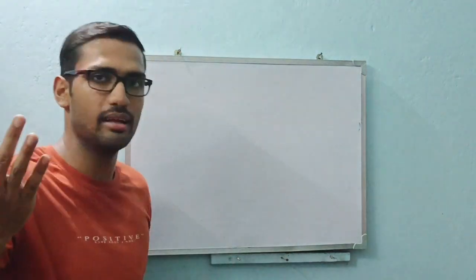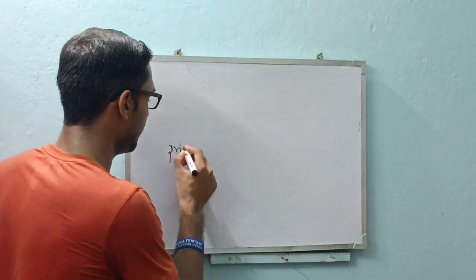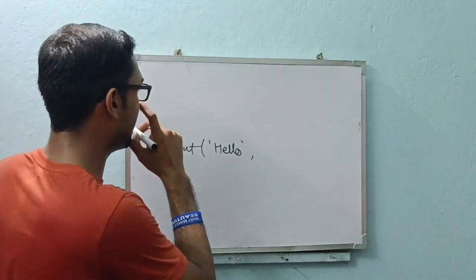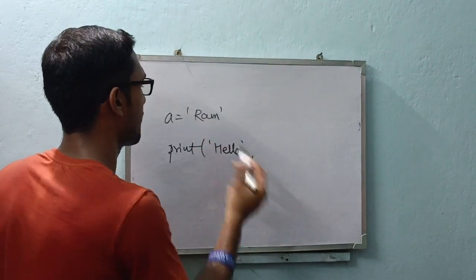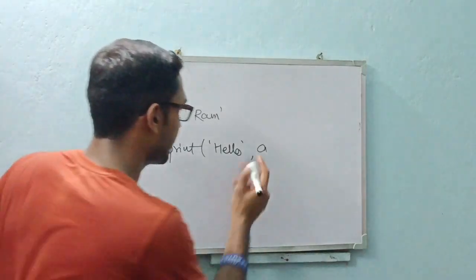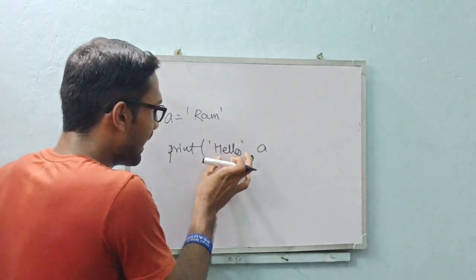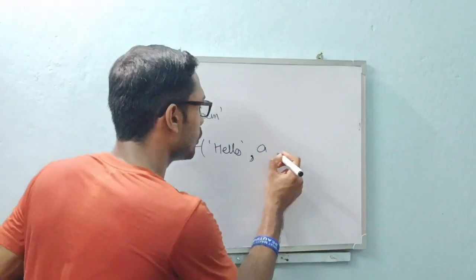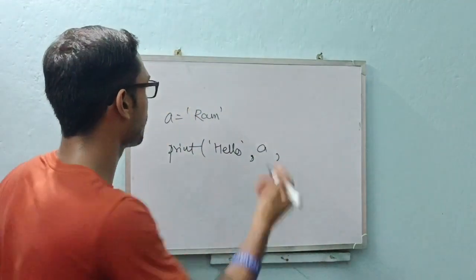So let me use these three things: variable, string, and expression. So if I write print hello, and let me declare a variable a is equals to Ram, hello a. Again, I have used comma. Please try to understand, this is a comma. So hello is one parameter. I am separating hello from a with the comma. Now I will be using another parameter, so in order to separate that, I will be using comma.